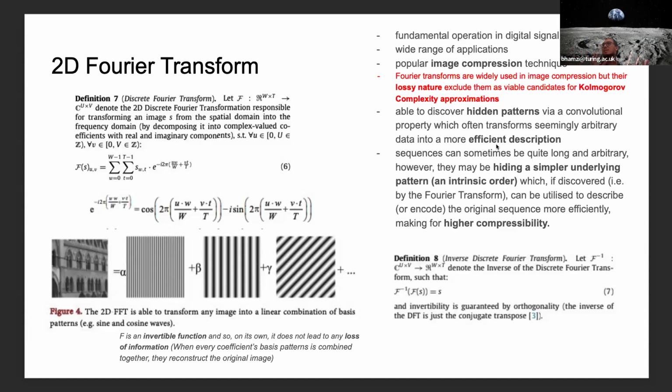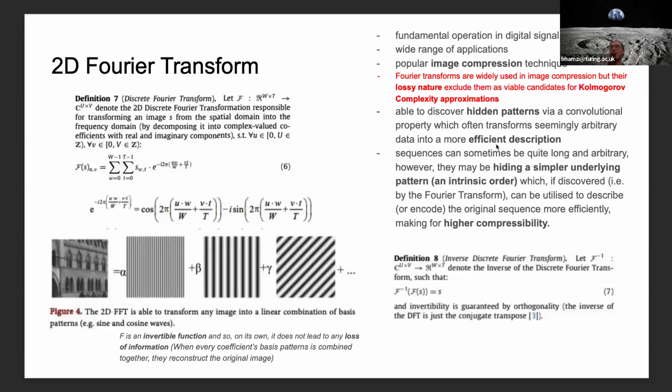Yeah, the Fourier transform is a fundamental operation in digital signal processing. It's got a wide range of applications, and it's a popular image compression technique. Unfortunately, it's lossy in nature, and I'll show how that is the case, which kind of excluded it as a candidate for approximating complexity at first.